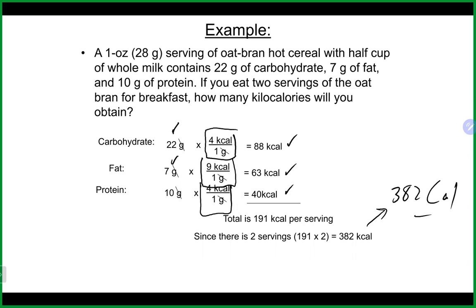So again, on pretty much all nutrition labels, there will be those three categories listed and how many grams of each of them. And when you do it, it should come up to the calories that they show per serving. Any questions on that calculation there?